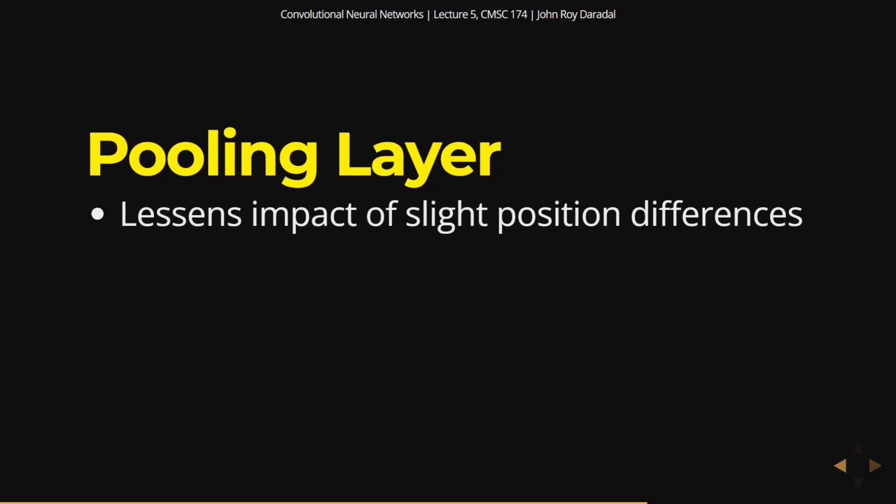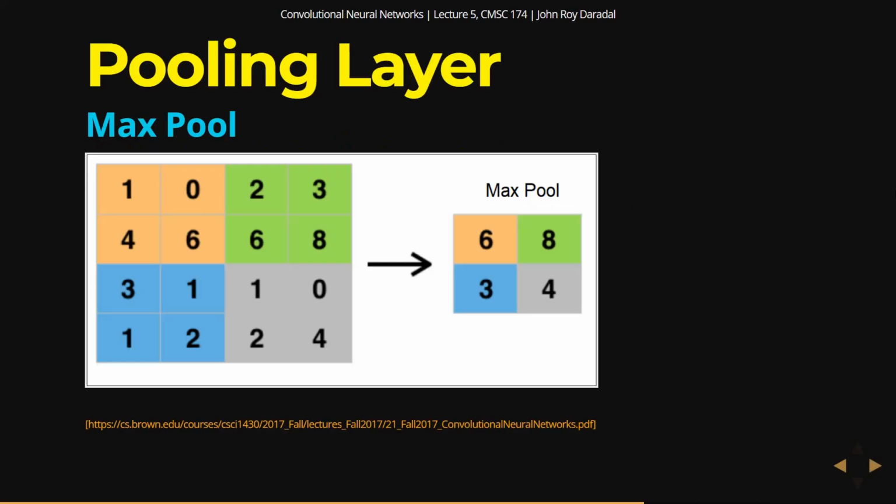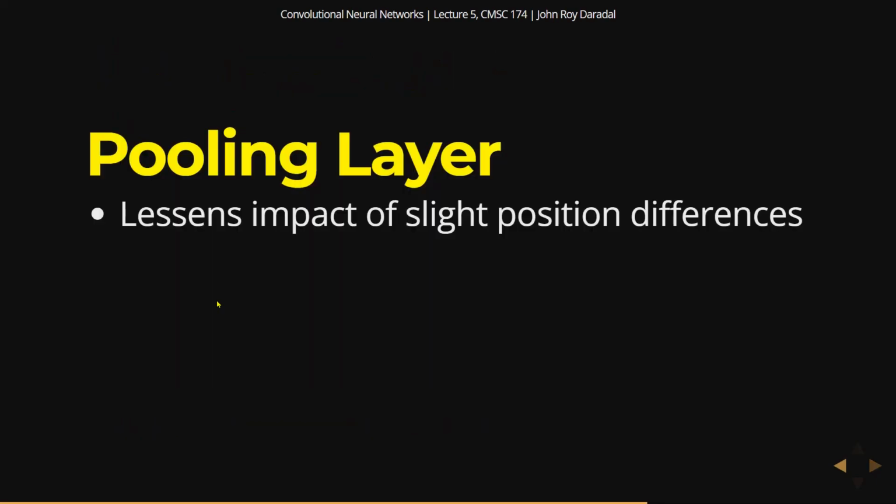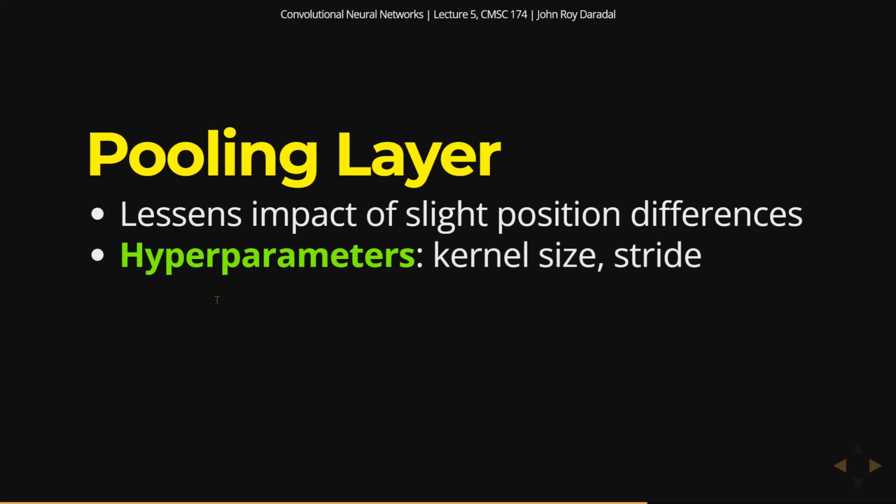Okay, so the pooling layer lessens the impact of slight position differences, because for example, if that 6 here appeared in this position here of 1, or in the position of 6, it would still be declared as the maximum, right? So whether we found the feature in the top left or in the next level below it, it doesn't really matter, because by max pooling, if it's the maximum feature or the most important feature, it would win out in the max pool, right?